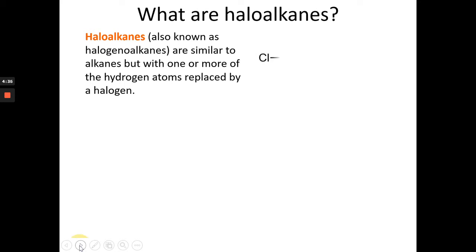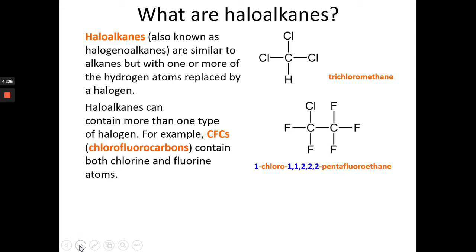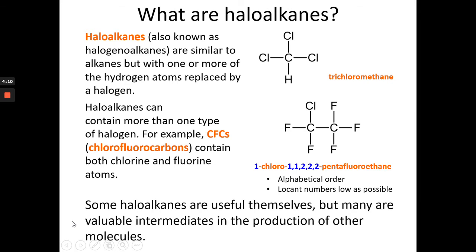replaced by halogen. So for example, trichloromethane has 3 chlorines replacing 3 of the 4 hydrogens around that carbon. You can get more complicated examples where you get multiple substitutions of more than one halogen. When you do that, you need to be a bit careful about the naming, looking closely at the alphabetical order, so C comes before F, chloro before fluoro, and making sure the locant numbers are as low as possible. So some haloalkanes are quite useful. Many are valuable intermediates in organic synthetic pathways in the production of other molecules.